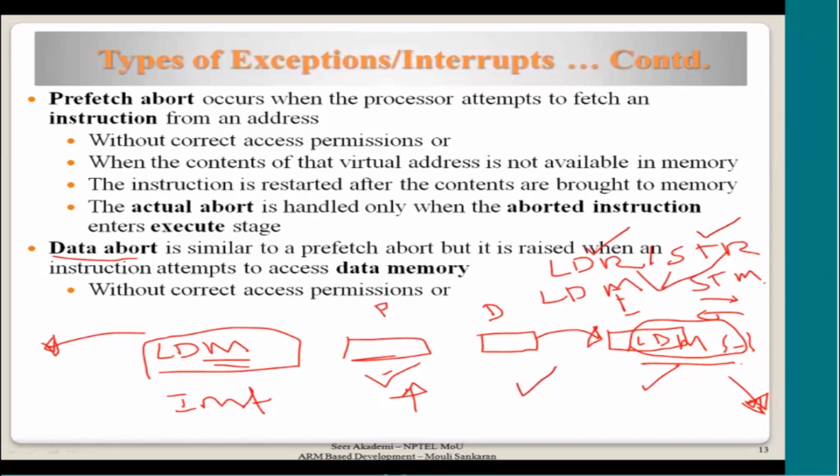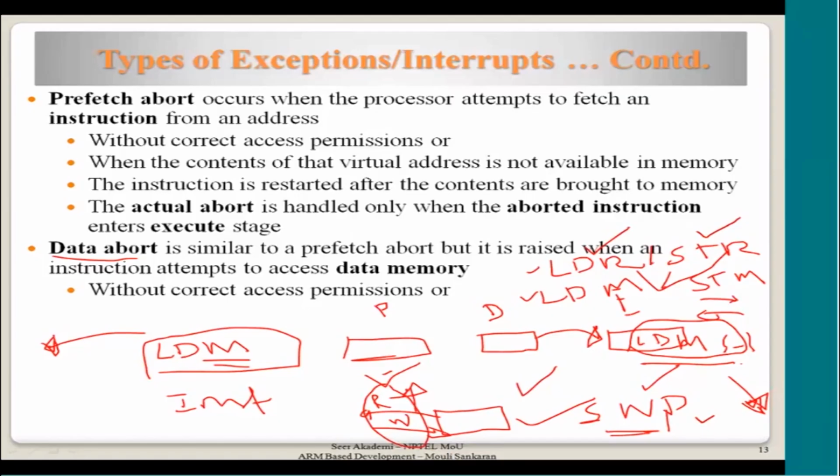Can you think of some other instruction apart from these four? If you have it in mind, do you think this can cause a data abort? What does it do? Swap. Swap does the exchange of data, right? It reads the data and then writes the data. So there is a memory read and a memory write, so it can cause a data abort. Agree? So swap can cause it.